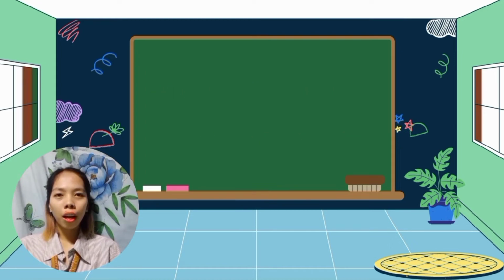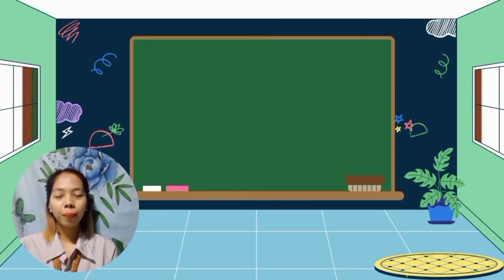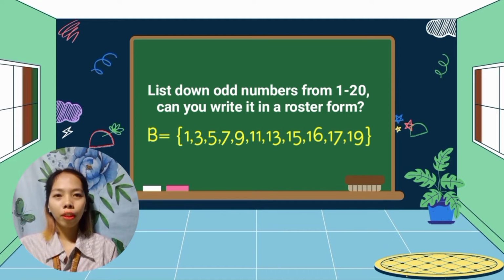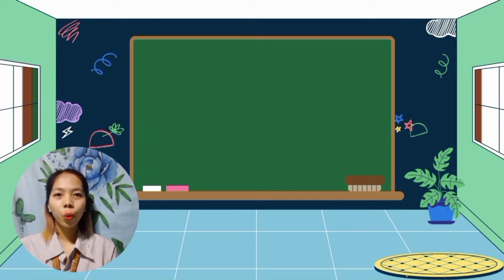So, do you have any clarifications? Do you understand that? Yes, ma'am. Okay. Since this is just a simple method to use, let's try if you can follow the discussion by writing this in roster form. When I ask you to list down the odd numbers from 1 to 20, can you write it in roster form? Okay, very good. I'm glad that you all are following the discussion. So let's proceed now.